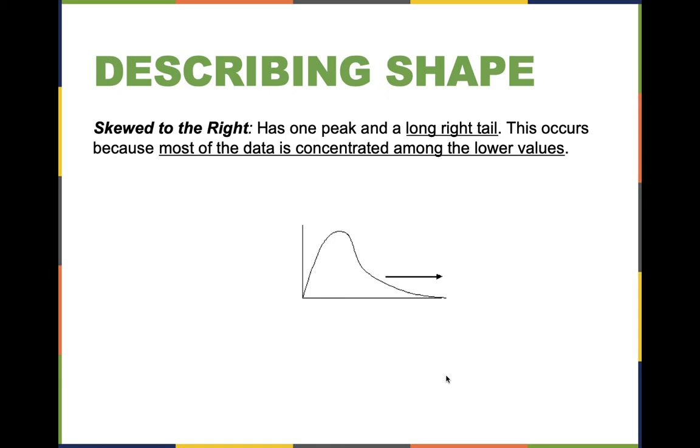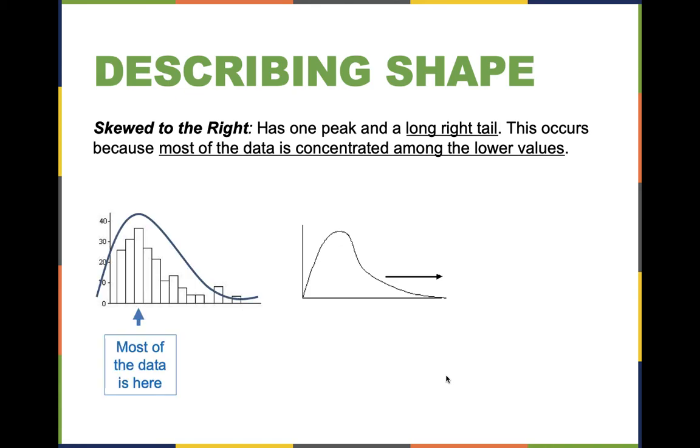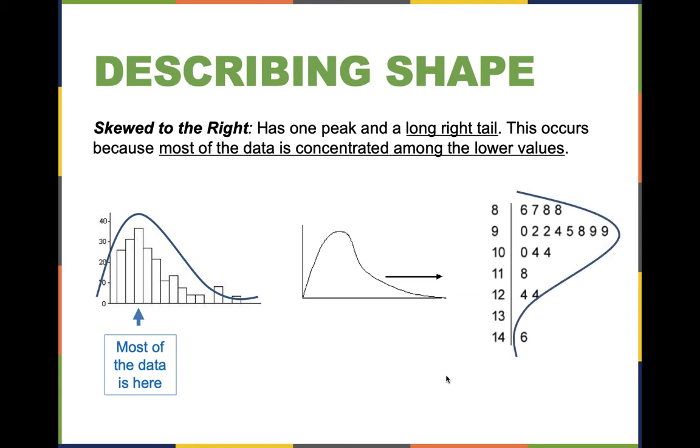One shape is called skew to the right. This has one peak and a long right tail. This occurs because most of the data is concentrated among the lower values. This is a histogram that is skewed to the right. Notice there's a cluster of data among the lower values. This is where most of the data is occurring, and we only have a few data values on the right-hand side where the higher numbers are. This is a stem plot that's skewed to the right, and to see the shape, you just might have to tilt your head to the side.